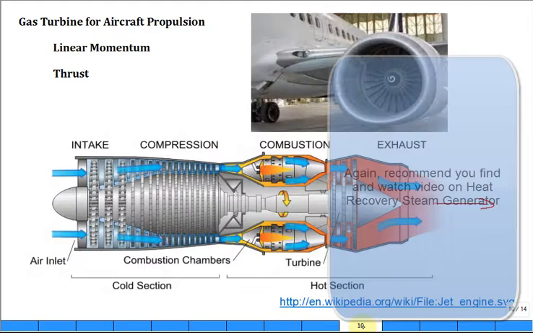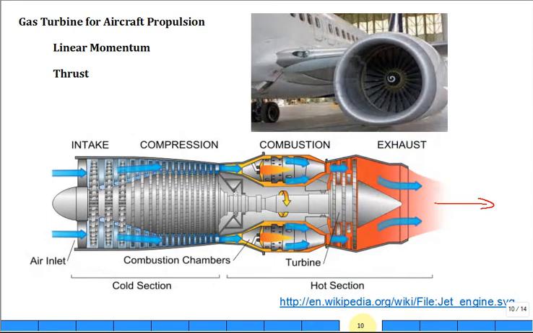Let's talk about aircraft propulsion systems. An aircraft engine like this is a turbofan. You've probably flown in aircraft, and that's what's under the wing providing the propulsion. How does it work? It's based on linear momentum and it generates thrust. I'm going to ask you in a minute to write down how it works, okay?